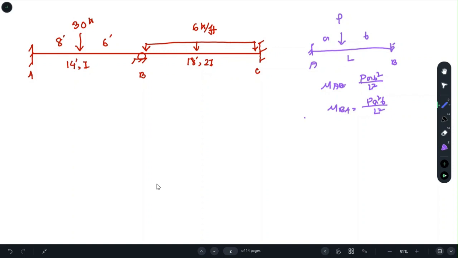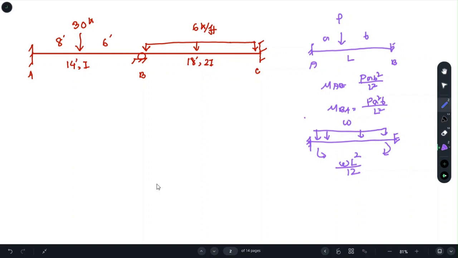For another segment, we will find fixed end moments by using another formula. Say this is a fixed end support and we have a distributed load over here. Let's say it's W, and the fixed end moment in this joint and in this joint will be the same, and that is W L squared over 12. So applying the formulas, we will get fixed end moments.